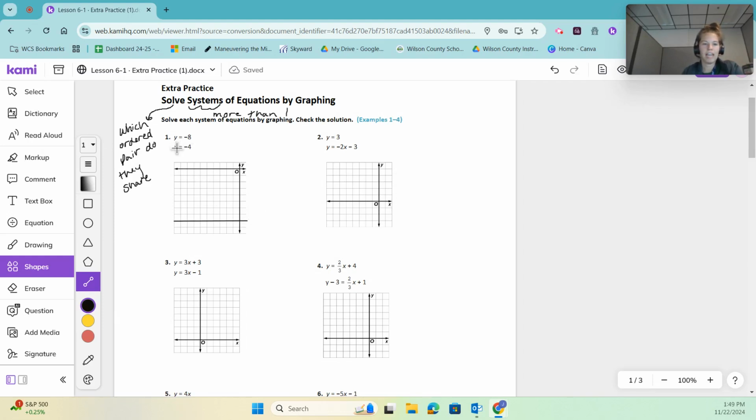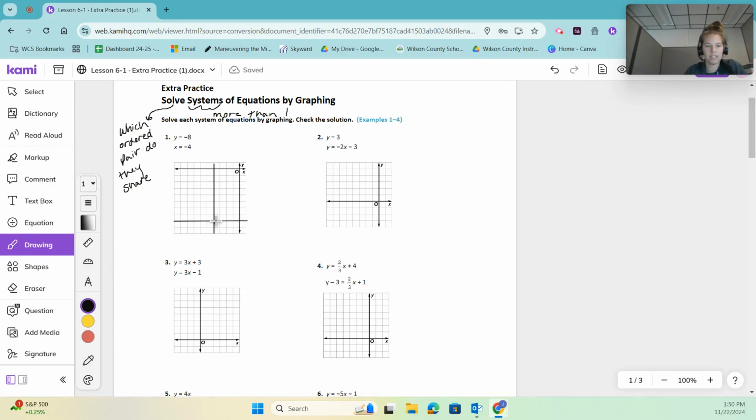And then x equals -4. I'm going to go to -4 on my x, 2, 3, and 4. I'm going to draw a vertical line here. And the point that they both share is right here at -4, -8. That means that point lies on both lines, so this point makes both of the equations true.